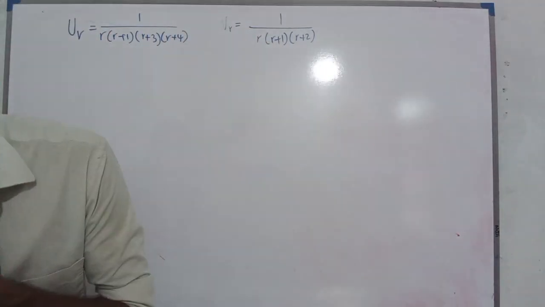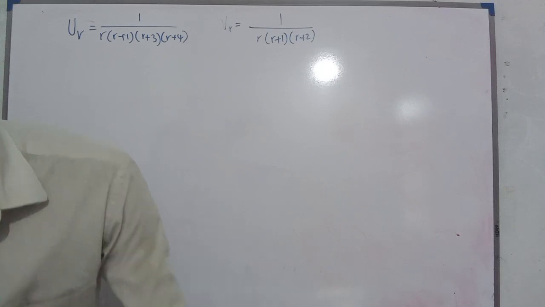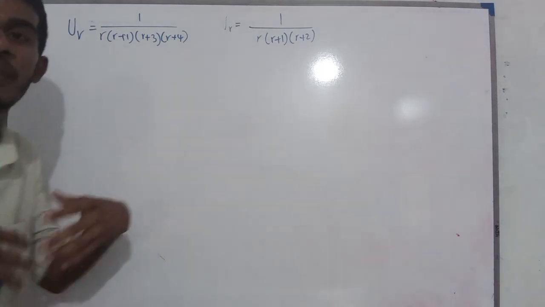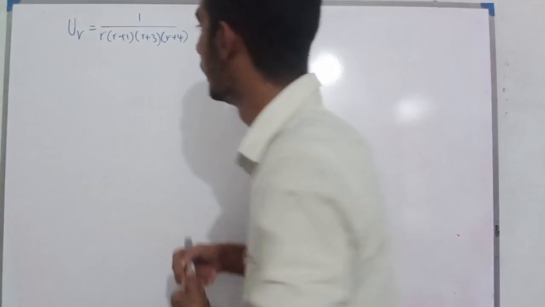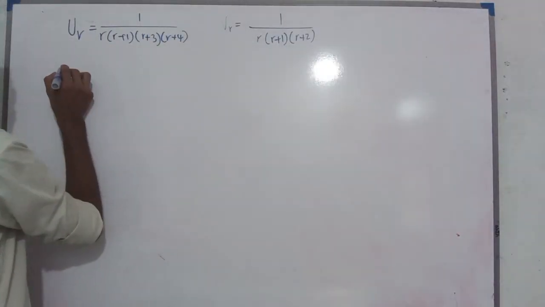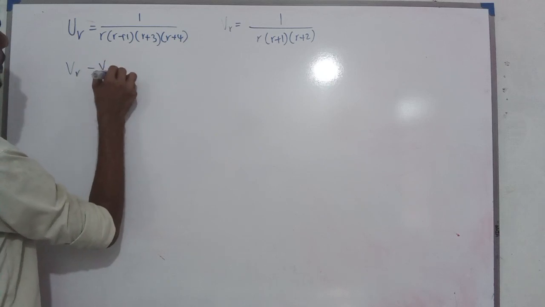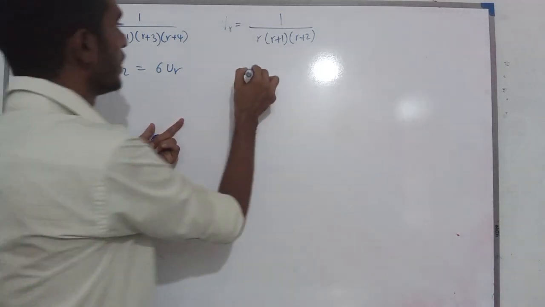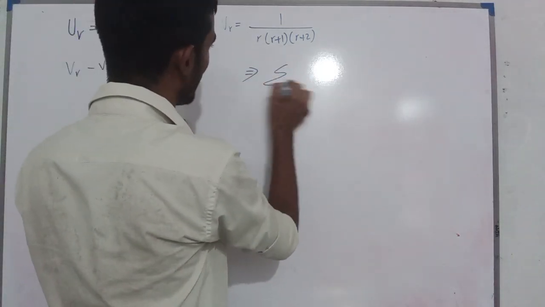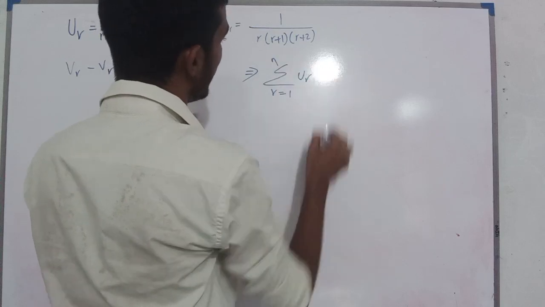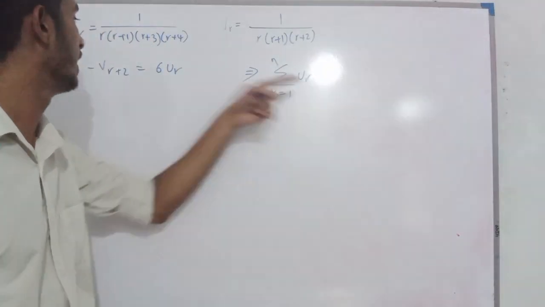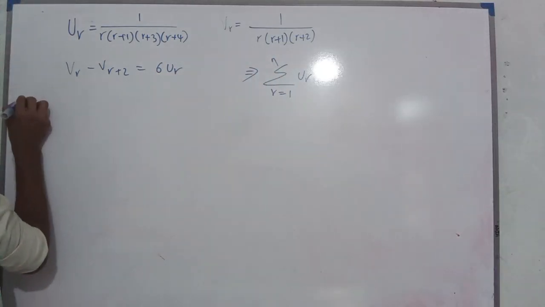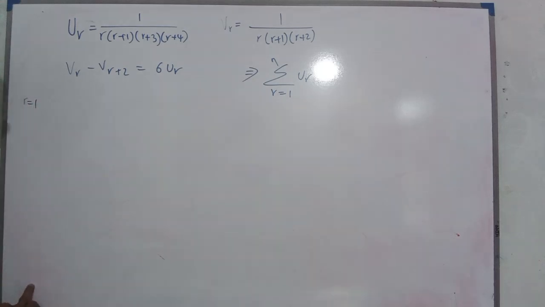Now hence show that summation of r is equal to 1 to n, ur is equal to some expression. Okay, so you should have been familiar with this kind of question, right? So we have shown that vr minus vr plus 2 is equal to 6 times ur. Now they are asking to find out summation of r is equal to 1 to n ur. Now they have defined values for r from 1 to n. Now I have to iterate, I have to substitute, r is equal to 1 up till r is equal to n.